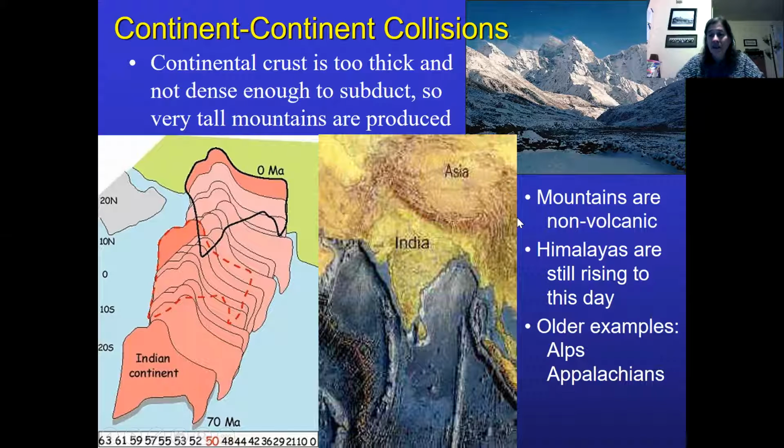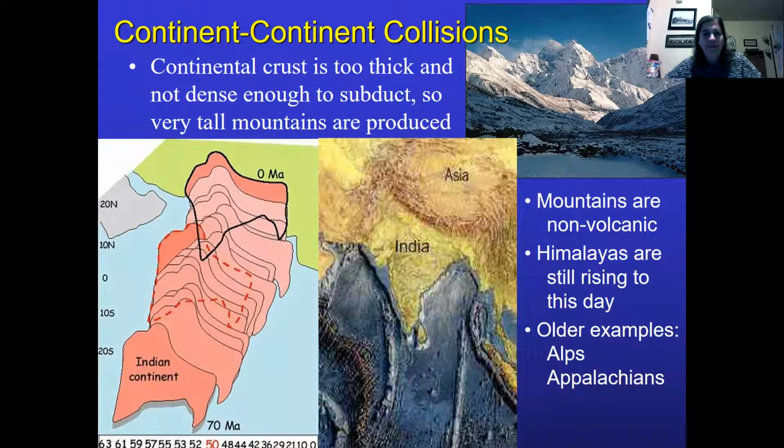The Appalachians are an ancient example of this. The Alps are another example. Right now what was the Mediterranean Ocean is still going down, and you get those volcanoes in Italy, but the Alps themselves are not volcanic.